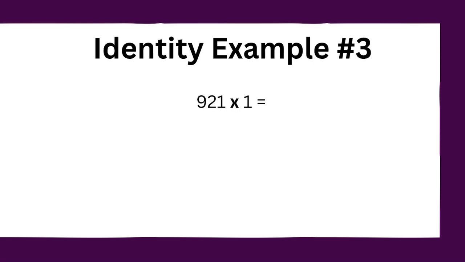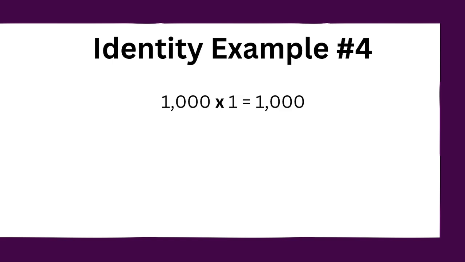Now going on to our multiplication examples, I have 921 times 1. I still get 921 because that 1 doesn't change anything. Going on to my fourth example, I have 1000 times 1. I still get 1000. So no matter how big or small the number is, that 0 and that 1, whether it's addition or multiplication, it doesn't change anything essentially. And that's what this property shows you. That is what identity property is.